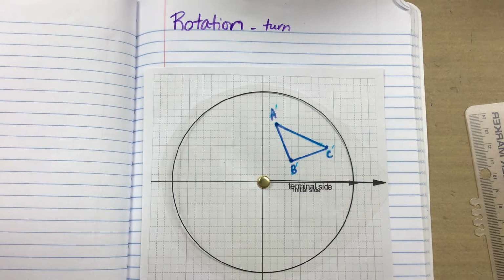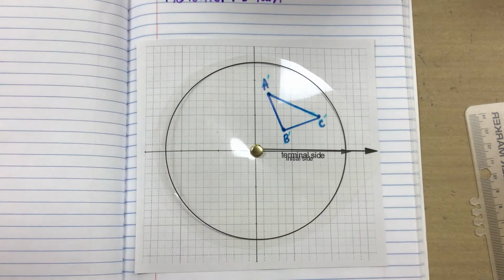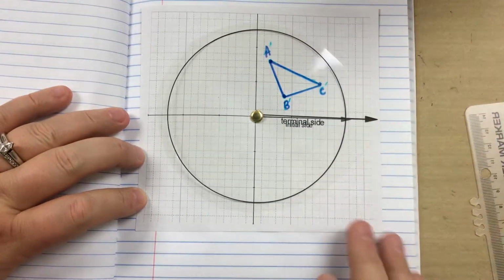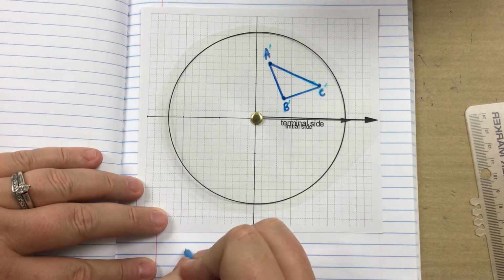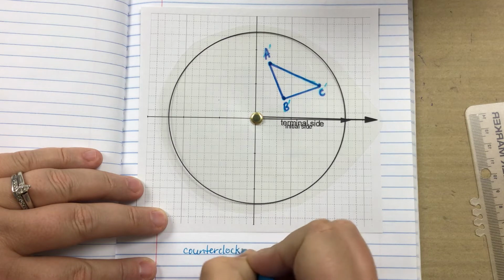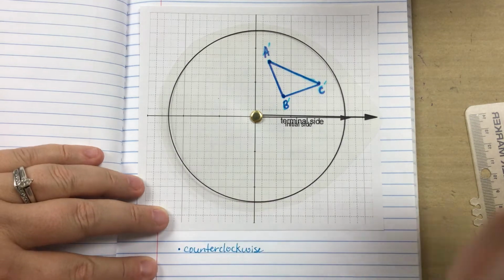This is why I asked you to have 2 colors. So I'm going to use blue and purple. It's up to you. So let's pick one color to start with. At the bottom, we're going to make a little key here. So let's just think that I'm going to do blue. I'm going to go counterclockwise. So blue is going to be counterclockwise.